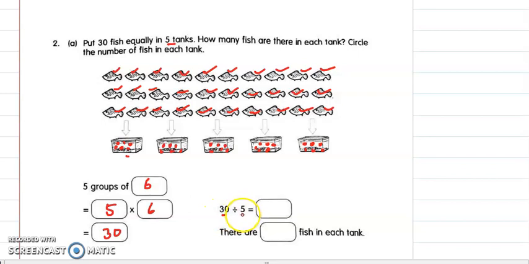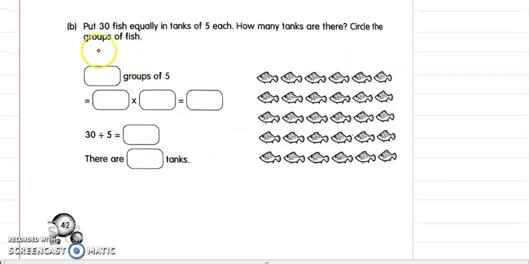We divided them into 5 equal groups. So how many will be in each group? We just have done that, it will be equal to 6. So there are 6 fish in each tank. Now the next question is, put 30 fish equally in groups of 5 each. It's just again as we have done previously.